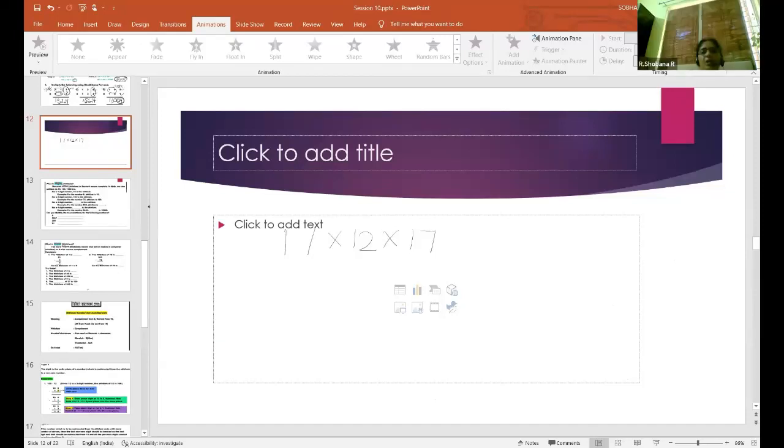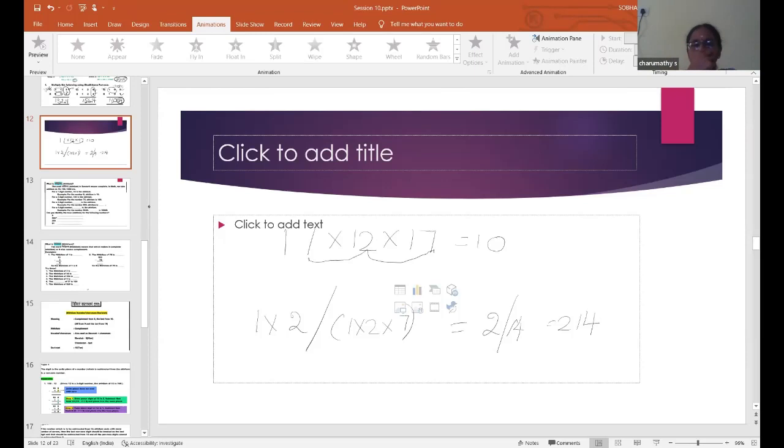If you apply the Urdhva Tiryagbhyam sutra, can we apply it here? Now please tell me, ma'am, how will you multiply this into this? If the answer is in two parts, it must be 1 into 2 into 7, and here it must be 1 into 2, which will be 2, and then 1 into 6. And if you apply the sutra, you would get 104. Teachers, are you getting it?